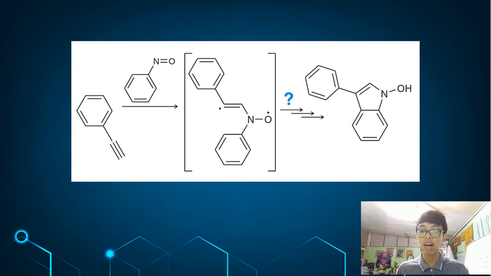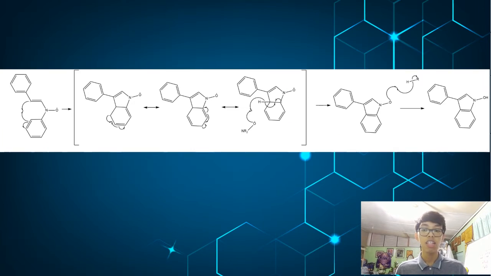So we have here our intermediate diradical, and we would need to determine the mechanistic steps to turn this intermediate diradical here to our product here. Now this is the overall mechanism that has transpired into transforming the diradical into our product, but we would divide this into easy and more easily digestible steps.